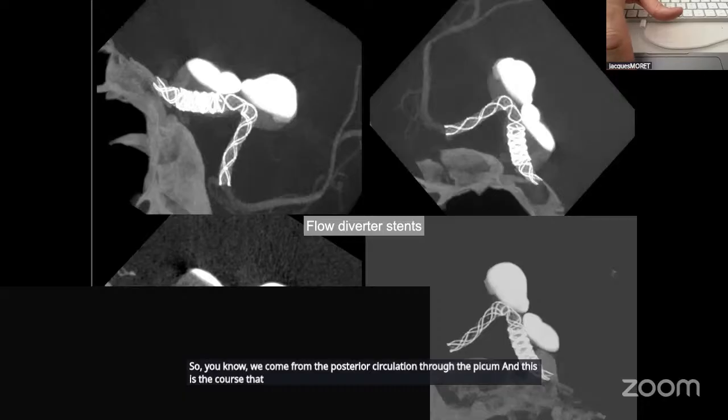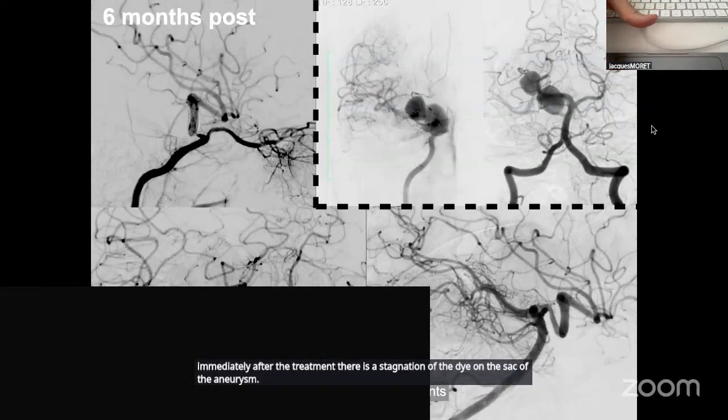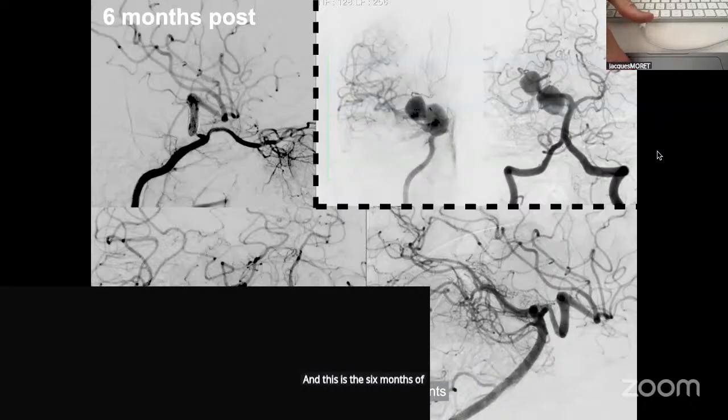So again, we have been using scaffolding and flow diverter, 3 flow diverter in a telescopic way. You can see that immediately after the treatment, there is a stagnation of the dye on the sac of the aneurysm. And this is a 6 months of follow-up as expected.